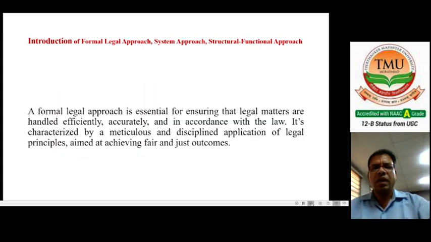This formal legal approach is essential for ensuring that legal matters are handled efficiently, accurately, and in accordance with the law. It is characterized by a meticulous and disciplined application of legal principles aimed at achieving fair and just outcomes. So this is the important explanation of the formal legal approach.